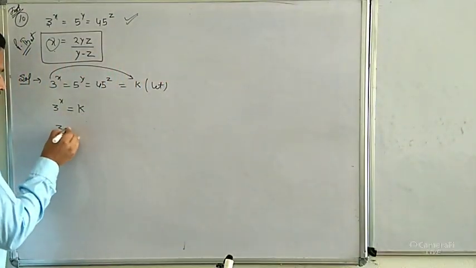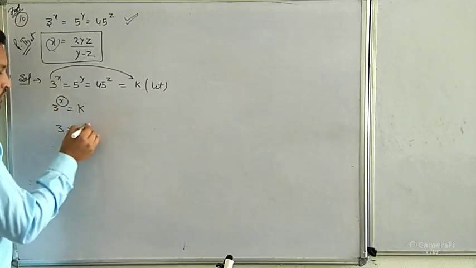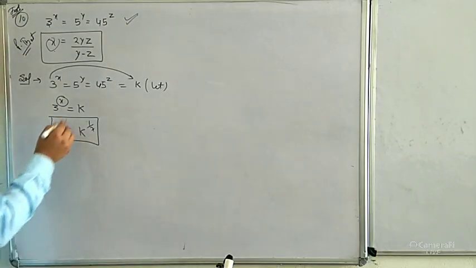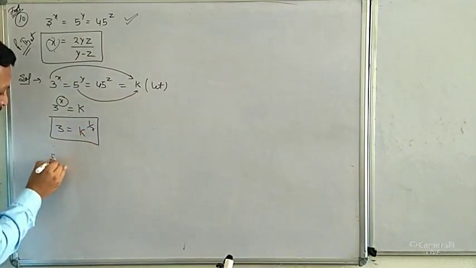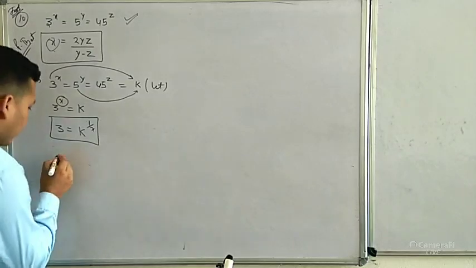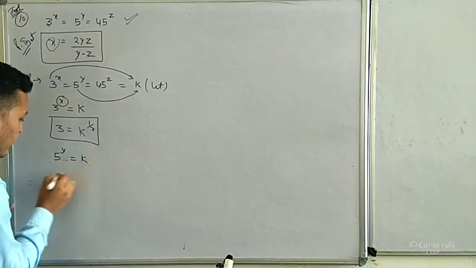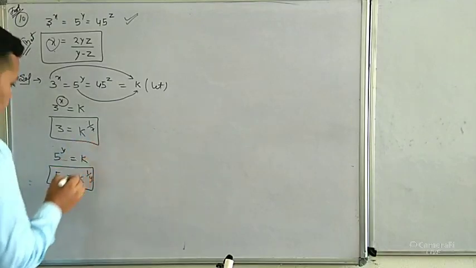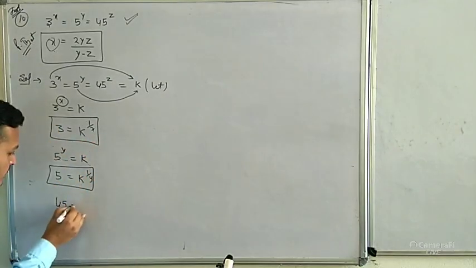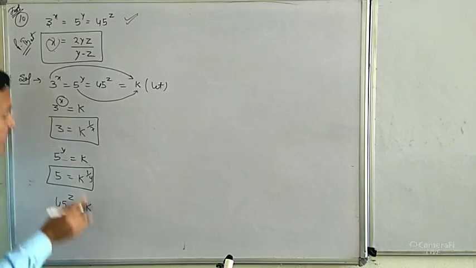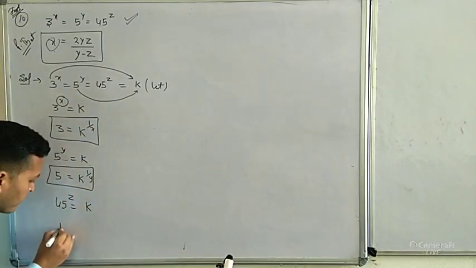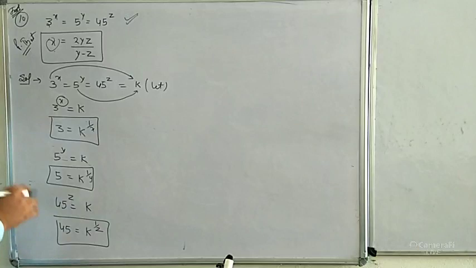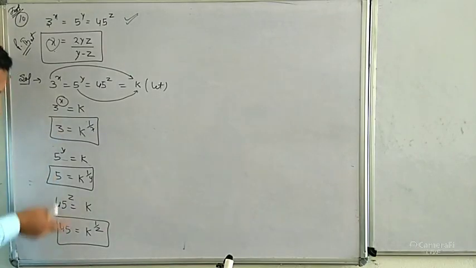Similarly, we will use the same concept here. So we can write 3 is equal to k to the power 1 by x, so this is the value of 3 in terms of k. Then the second part, take the 5: 5 to the power y is equal to k, so this 5 we can also write as k to the power 1 by y. The last number is 45: 45 to the power z is also equal to k, so 45 is equal to k to the power 1 by z. So these all are the values of 3, 5 and 45 in terms of k and in terms of x, y and z.